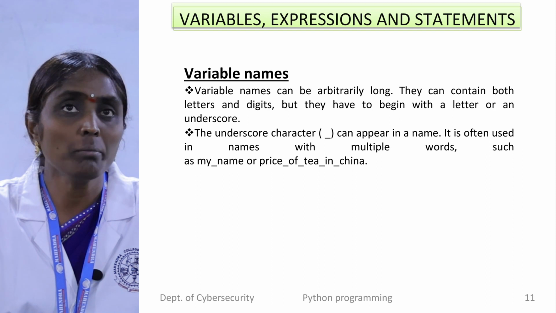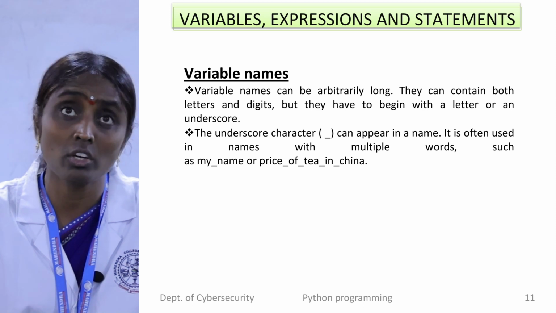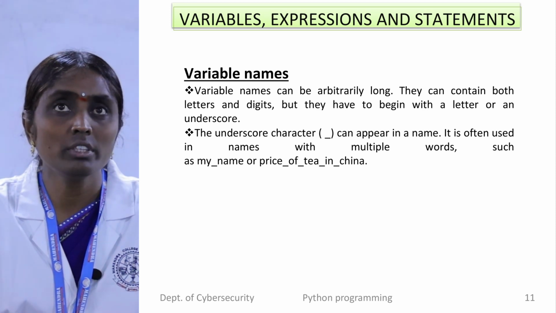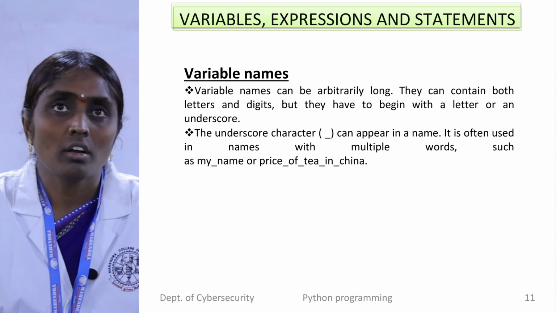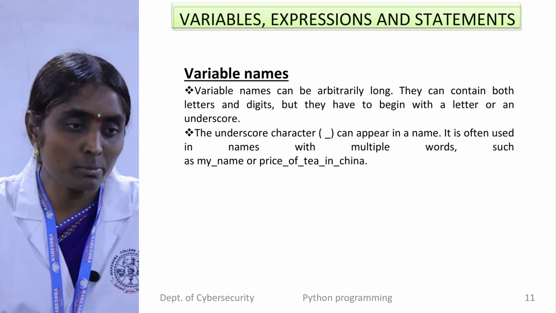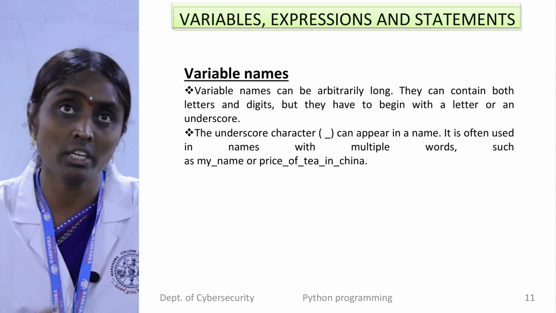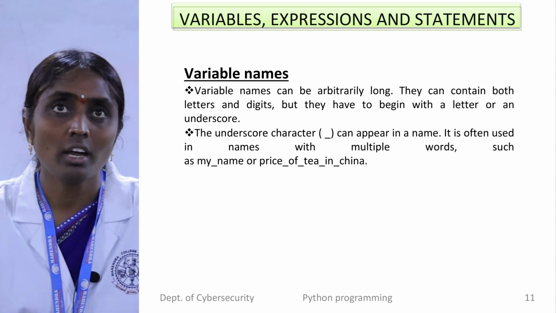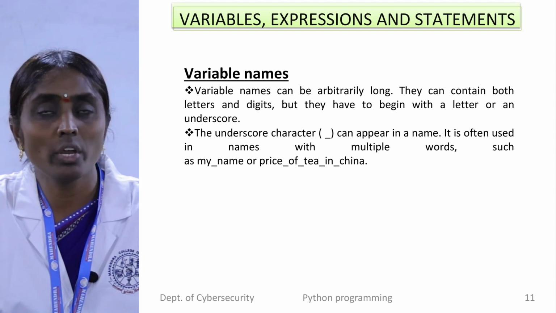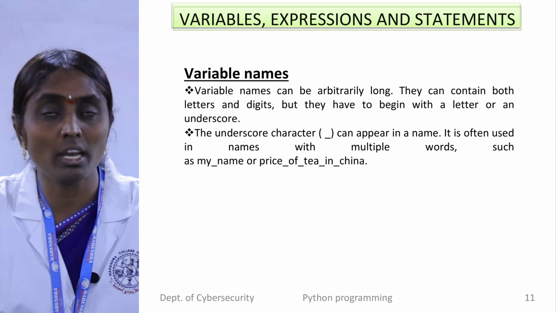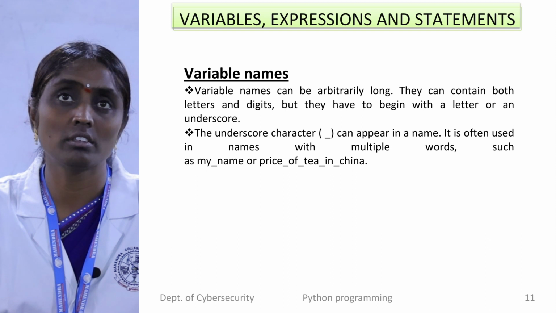Next, variable name. A variable name can be arbitrarily long. It always starts with a letter or underscore. It cannot start with any special characters or numbers. So our variable name is arbitrarily long, and it always starts with a letter or underscore, not with any digit or number. Some examples are listed here.